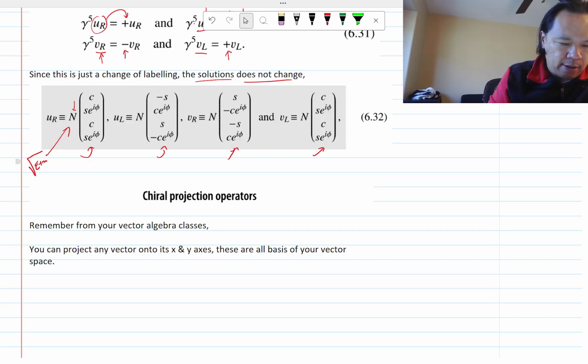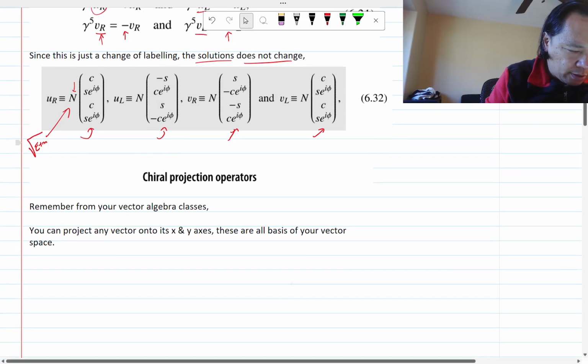Okay. All right. So what we're going to talk about next is, is there a way for us to represent any state using the right and left chiral eigenstates of our solution.